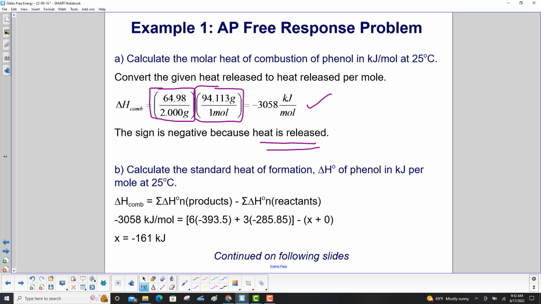Calculate the standard heat of formation, delta H, of phenol. We have our equation here where we sum up the heats of formation of the products minus the reactants. So we're given the products, and we look in the table to find those values. We found this value, the heat of combustion, over here, and then we have X for the reactants, because that's what we're trying to find. This is for oxygen. It's an element, so delta H is 0. Carry out the math, and we get X, which is the standard heat of formation of phenol, is minus 161 kilojoules.